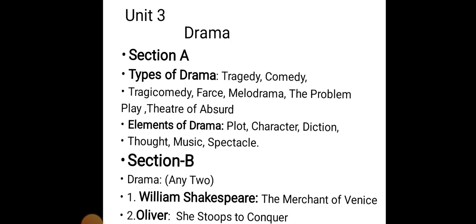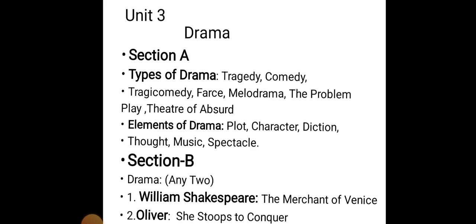Types of drama, in which you are going to study some literary terms such as tragedy, comedy, tragic comedy, farce, melodrama, the problem play, theatre of the absurd. And we have elements of drama such as plot, character, diction, thought, music, spectacle.